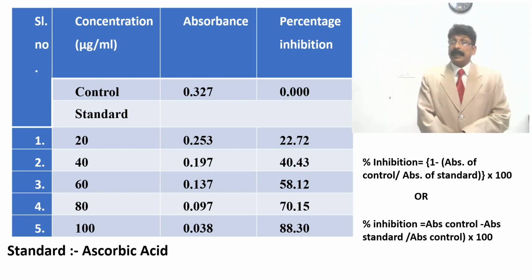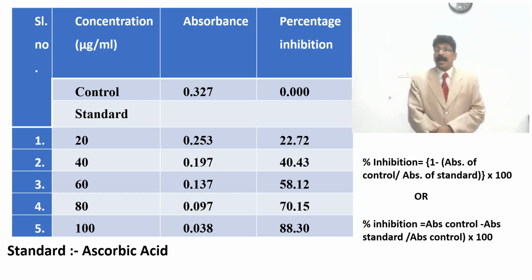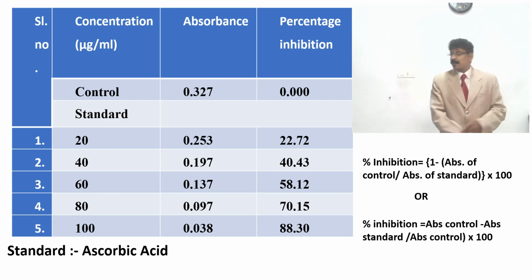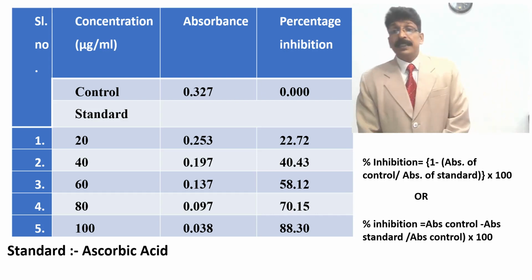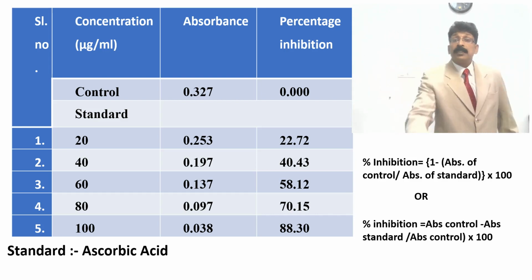Put the bracket, don't forget the bracket. Last time I forgot a bracket in my explanation, and it made a lot of difference in the calculation. So this is how they found out the percentage inhibition.